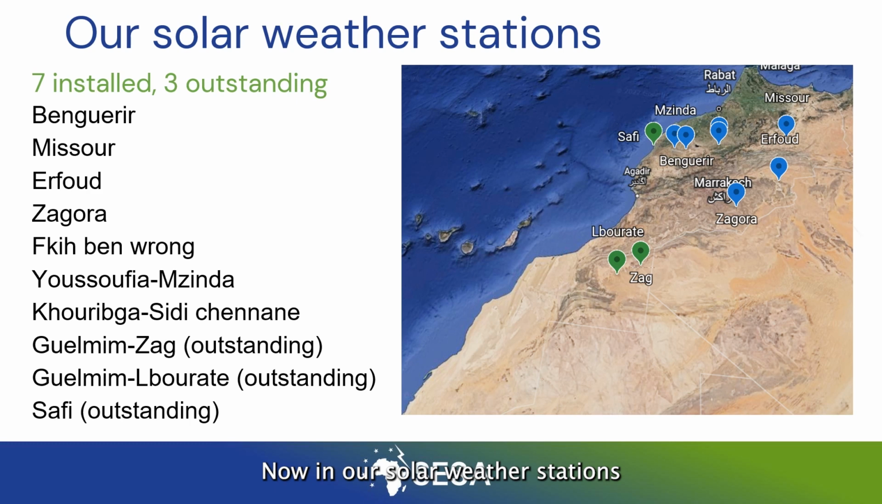Now, in our solar weather stations, we have 7 installed and 3 outgoing. We have one in Ben Guerir, another one in Mysore, third one in Erfoud, fourth one in Zagora, fifth one in Fqih Ben Salah, and another one in Youssoufia, exactly in Zinda. Then Khouribga, Sidi Chennane, Guelmim Zag, which is outstanding, Guelmim Laborat, the same, and also Safi.